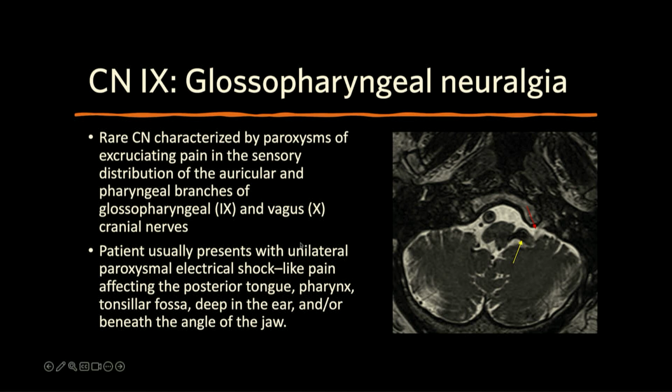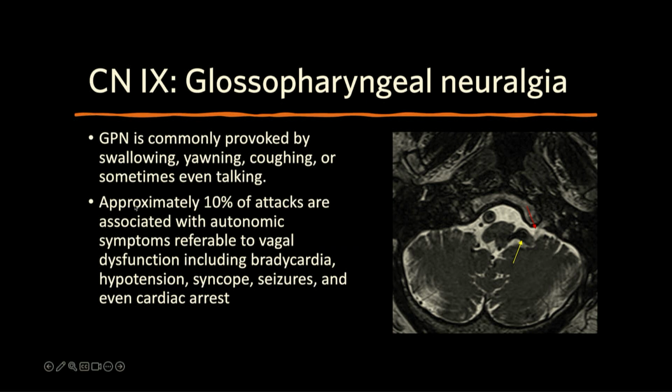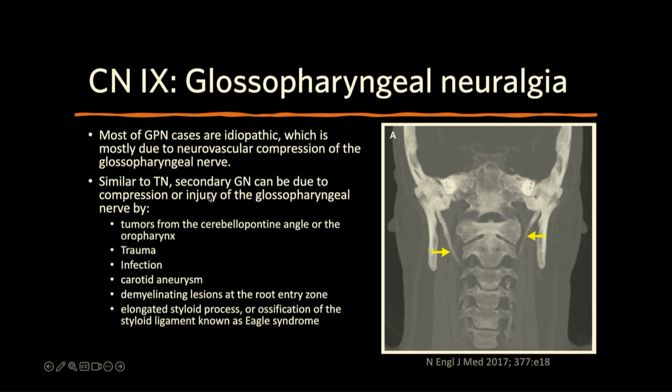So when people talk about electric shock-like pain affecting their posterior tongue, pharynx, tonsillar fossa, deep in the ear, it's this really sharp stabbing pain in the back of your mouth that they experience, and that's irritation of the glossopharyngeal nerve. And there are other things, provoking. You can provoke it by swallowing, yawning, things like that. But some of the entities, and we've actually made this diagnosis in several patients.